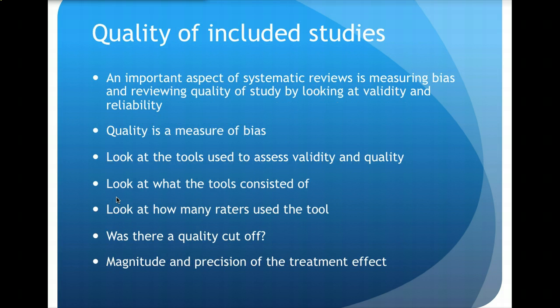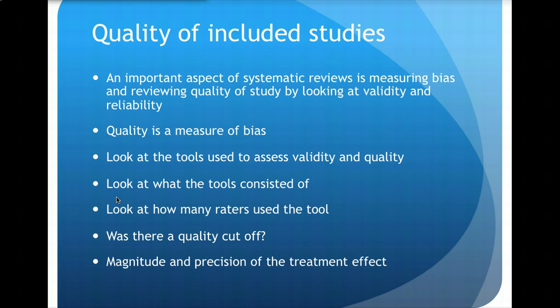Now, when you're looking at the quality of the studies that are included, you're looking at the tools used to assess validity and quality. You're looking at what the tools consisted of, what the tools were, essentially, and how many raters used the tool. Do the articles or papers state how many people used this tool? And was there a quality cutoff?